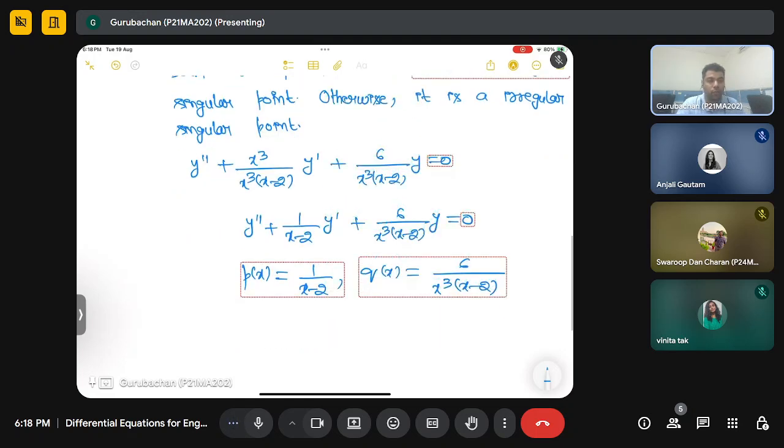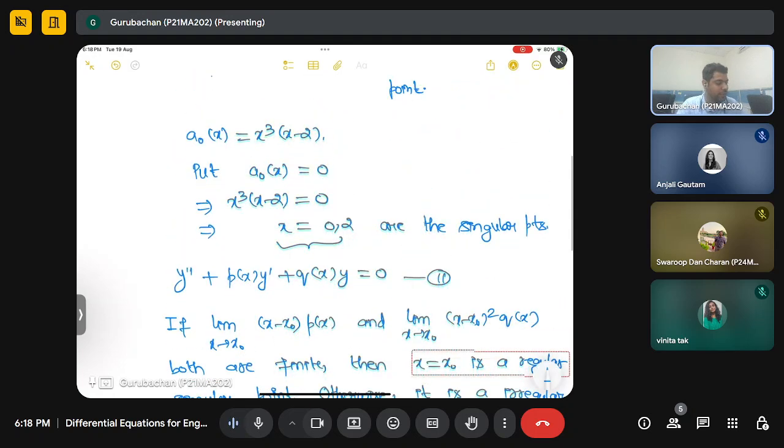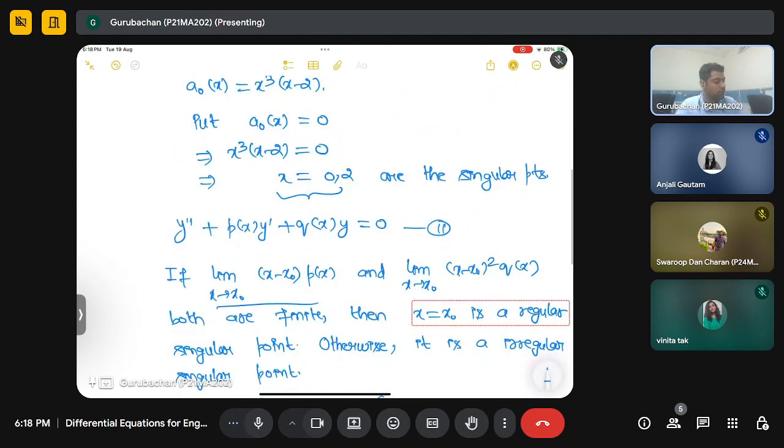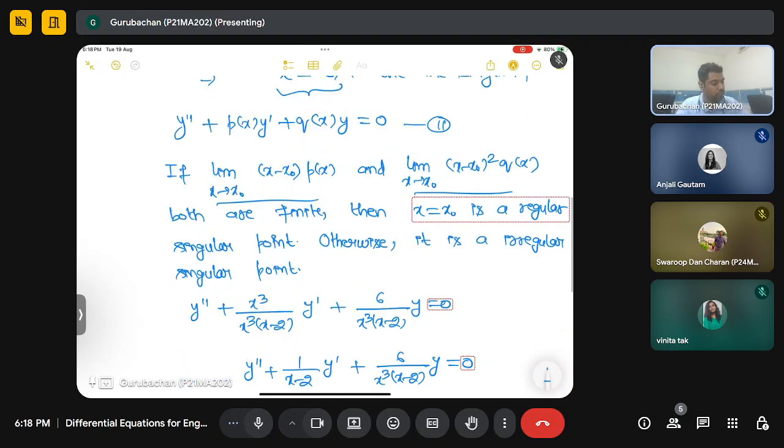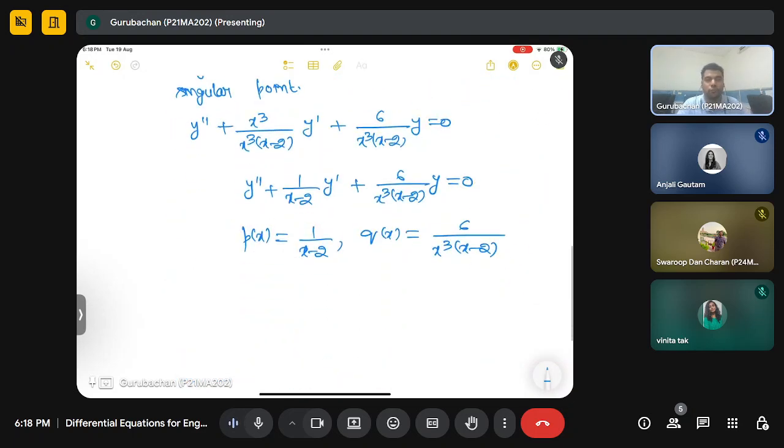So from here we need to calculate these two limiting values. We need to check them for x naught equal to 0 and x naught equal to 2 explicitly. If these two values are finite, then we say x naught is a regular singular point, otherwise an irregular singular point. So check this one, then we will discuss.